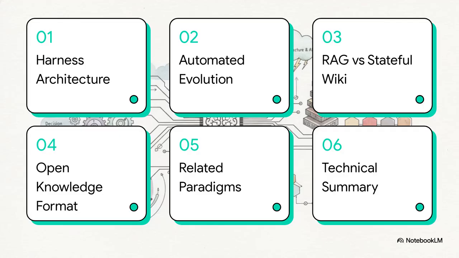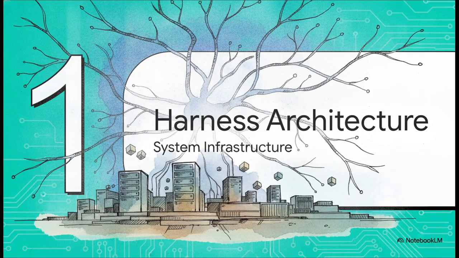All right, here is our roadmap for today. First, agentic harness architecture. 2. Automated harness evolution. 3. RAG versus stateful wikis. 4. The open knowledge format. 5. Related architectural paradigms. And 6. We'll wrap up with a technical summary. Starting off with Section 1, Agentic Harness Architecture.